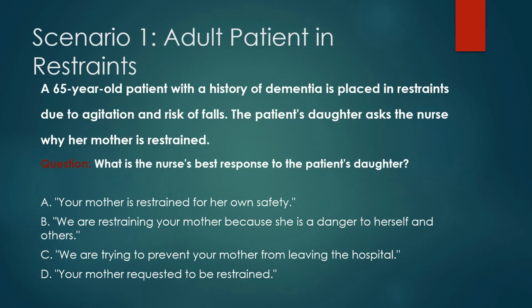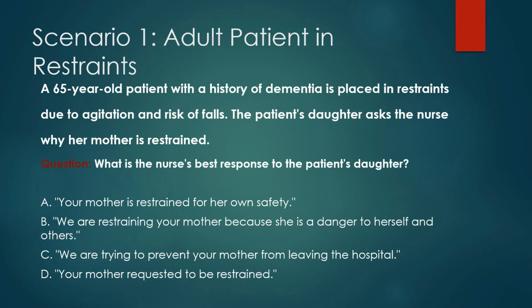First scenario, an adult patient in restraints. A 65-year-old patient with a history of dementia is placed in restraints due to agitation and risk of falls. The patient's daughter asks the nurse why her mother is restrained. What is the best response to give this daughter if you were the nurse?